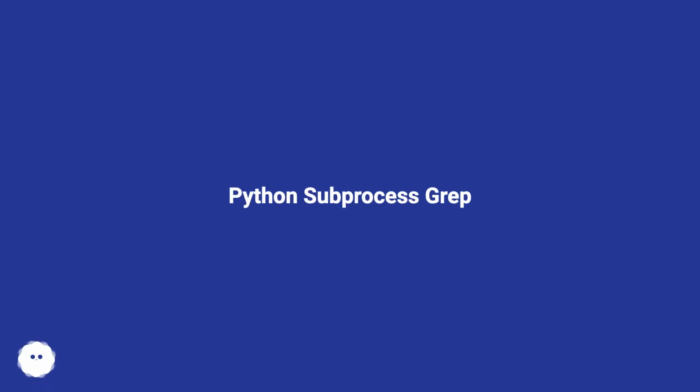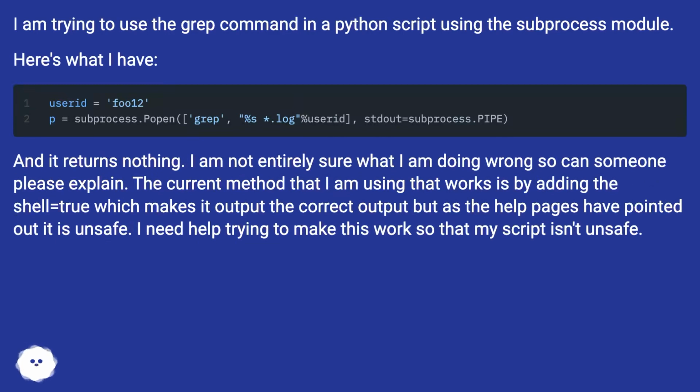Python subprocess grep. I am trying to use the grep command in a Python script using the subprocess module. Here's what I have. And it returns nothing. I am not entirely sure what I am doing wrong, so can someone please explain?